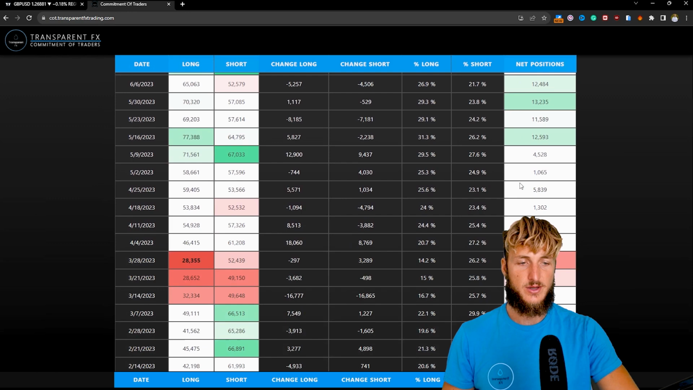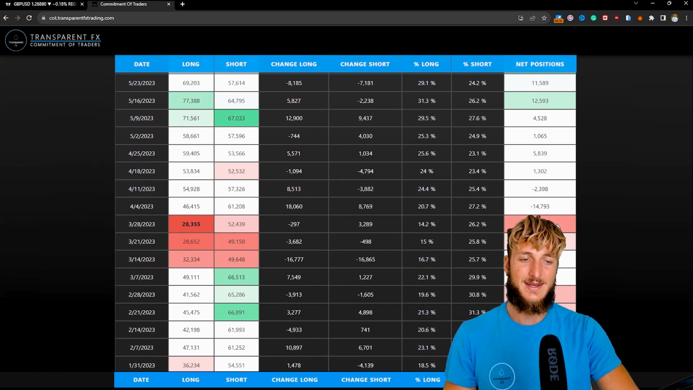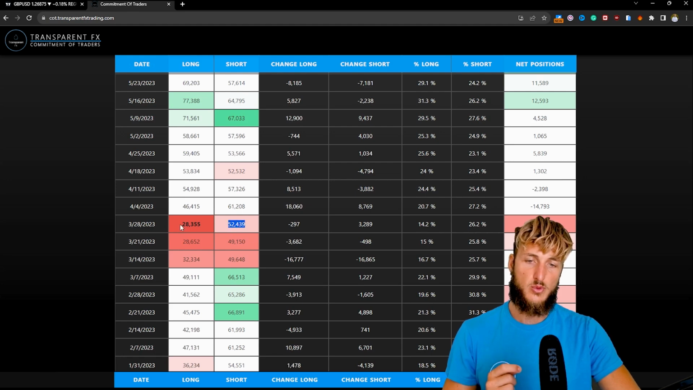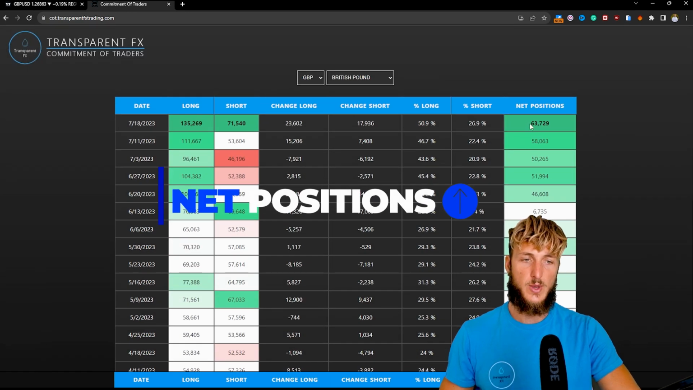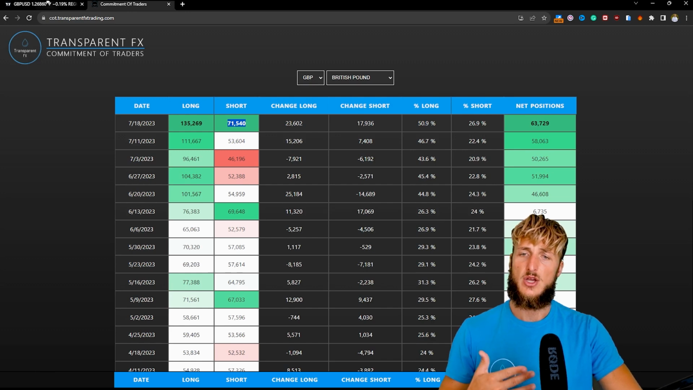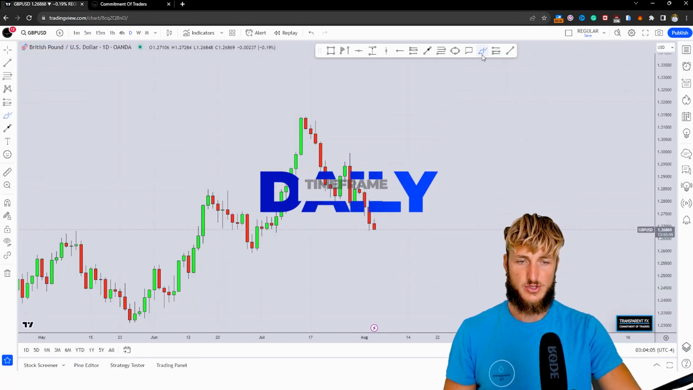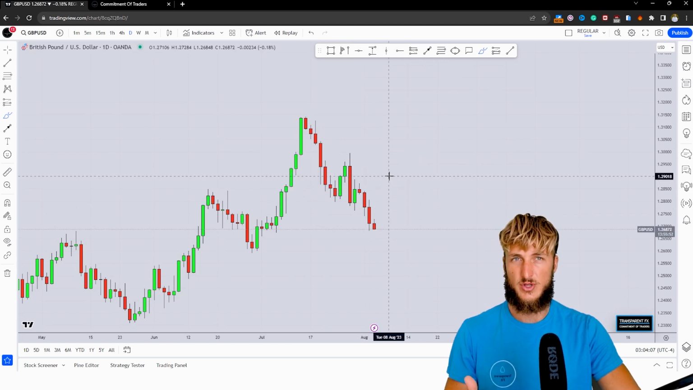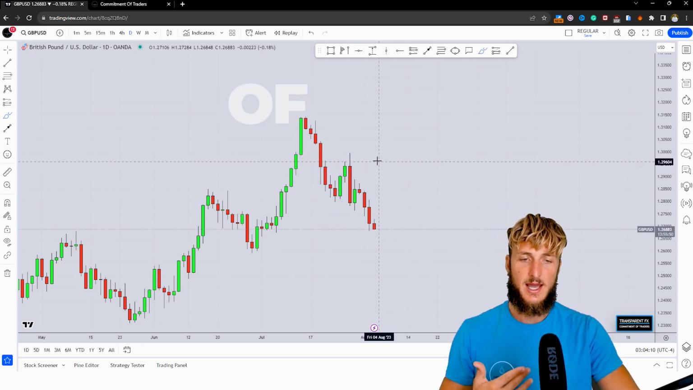What we can see here is that with the last reports, we went from having a negative net positioning of minus 24K net positions with way more shorts than longs, with 52K shorts compared to only 28K longs, all the way up to now having plus 63.7K net positions, meaning that currently we actually have more longs than shorts, so the complete opposite, meaning that GBPUSD at the moment is getting quite strong because it's getting longed by institutions. So what we could expect in a situation like this is a potential reversal higher, specifically if we see a break of structure.